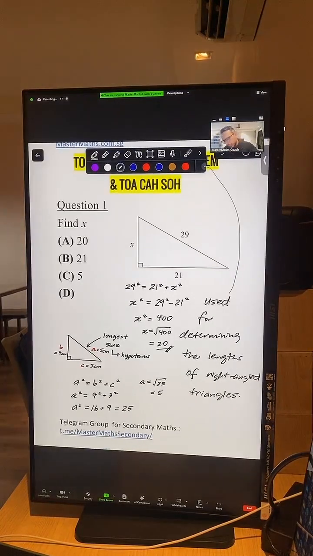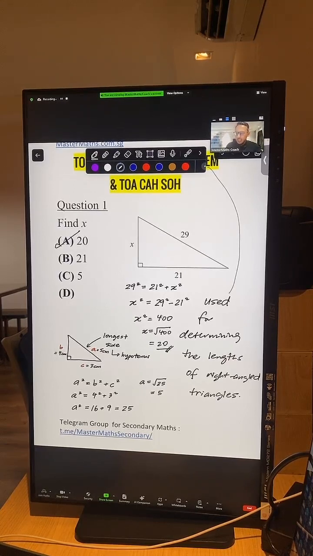Okay, so the answer is A. Those of you who answered A, congratulations, well done. You've started off tonight's lesson getting that first question correct. This kind of question is usually quite simple.